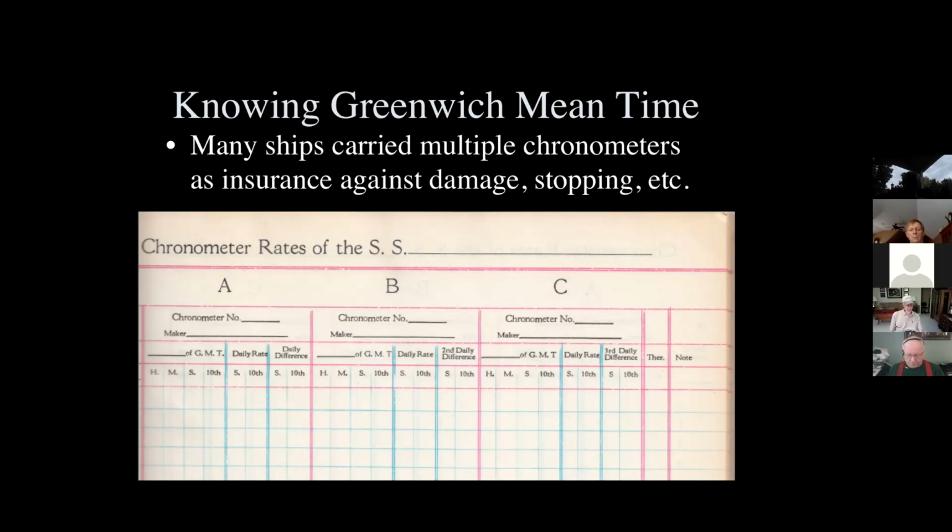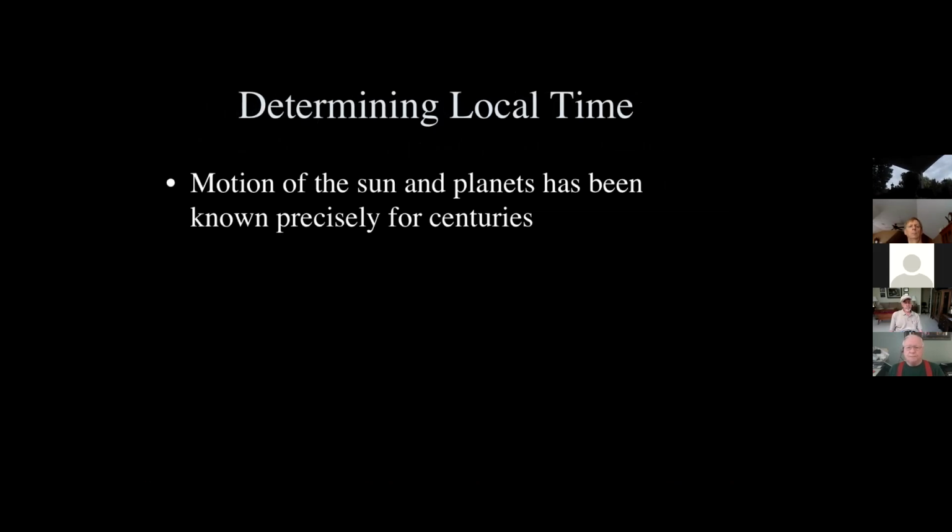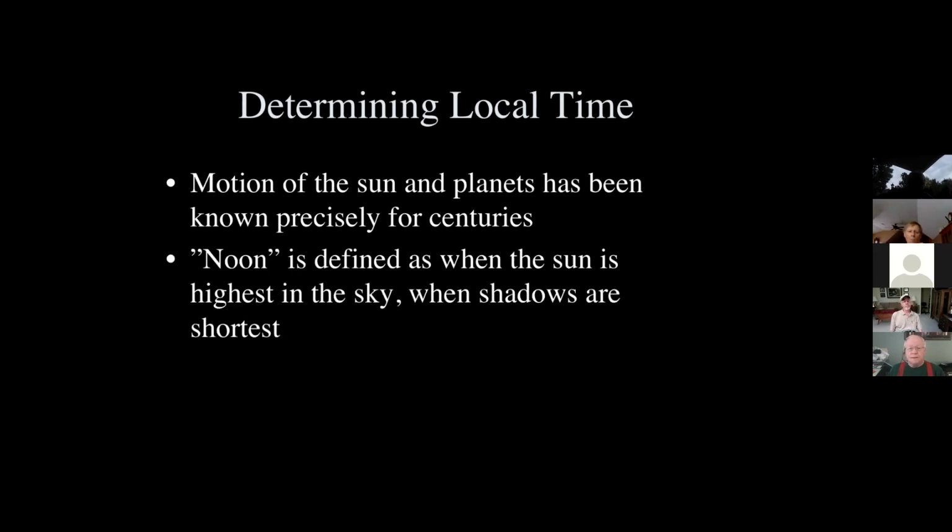So the question then is, how do we determine the time where we are? Well, the motion of the sun and the planets has been known precisely for centuries. Early on, people began keeping track of where the sun and the moon and all sorts of other things were at different times. And the motion of the planets and the sun is known very, very precisely.